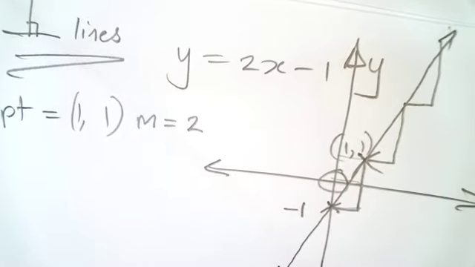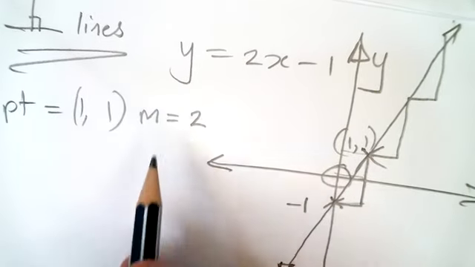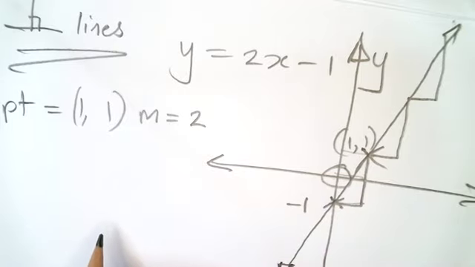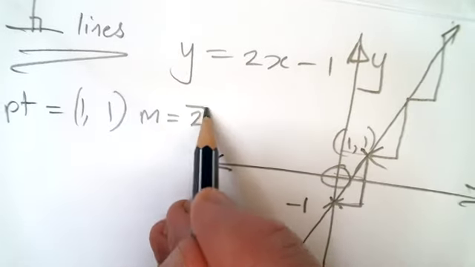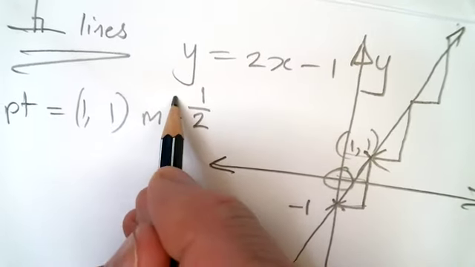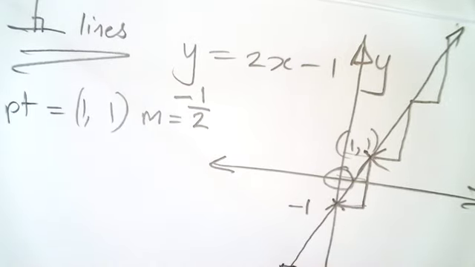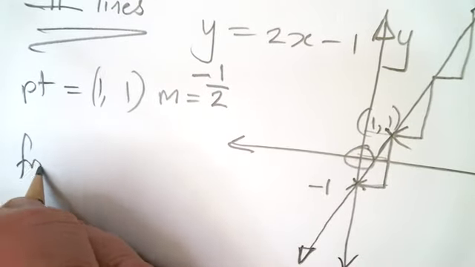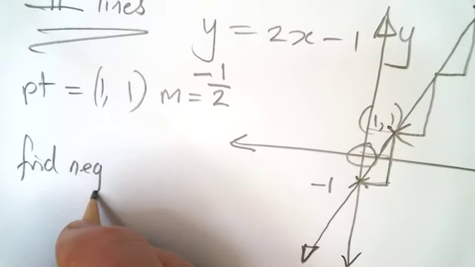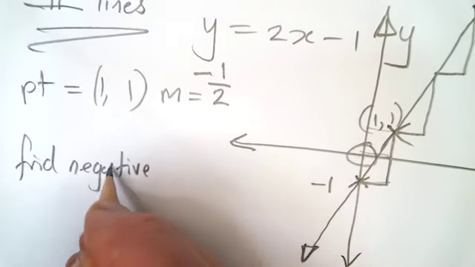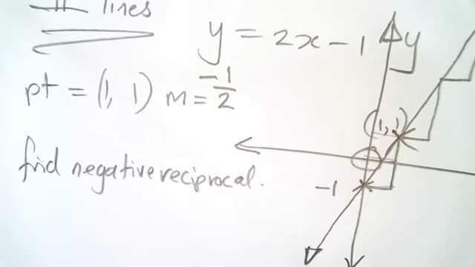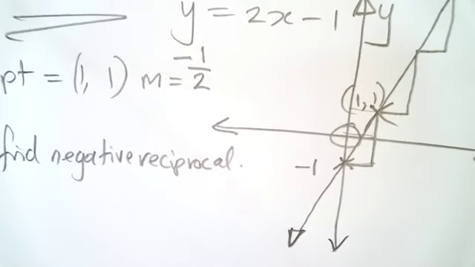So if we want to find a perpendicular line, all we do is we make that negative and find its reciprocal. Here is its reciprocal, and here it is being negative. Yeah? So we're going to find the negative reciprocal. Okay, so let's have a quick look at some negative reciprocals.